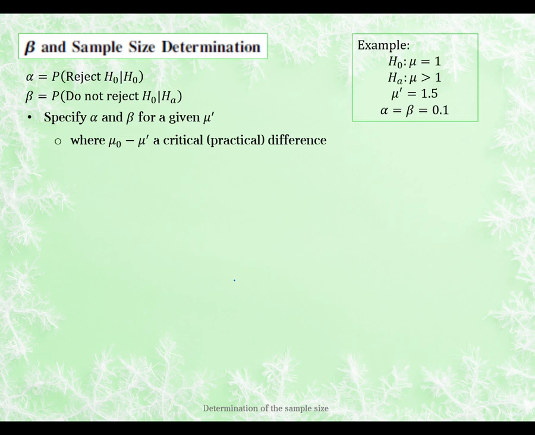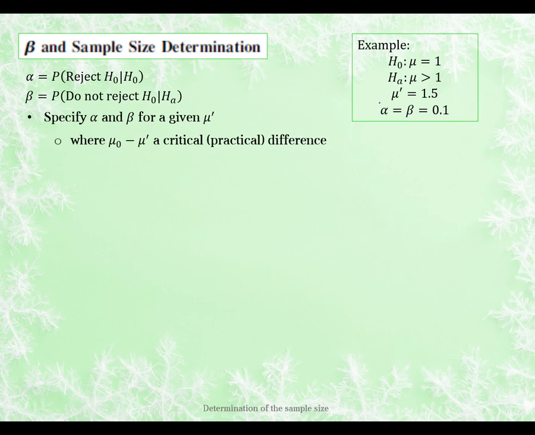Let's say the mean must be greater than 1 in some situation, and we can still deal with it if the mean is between 1 and 1.5, but we want the difference. If we get to the point where the mean is actually 1.5, we want to be able to pick that up. And let's say the risk that we're willing to accept at that point will both be, let's say both of them are equal to 0.1.